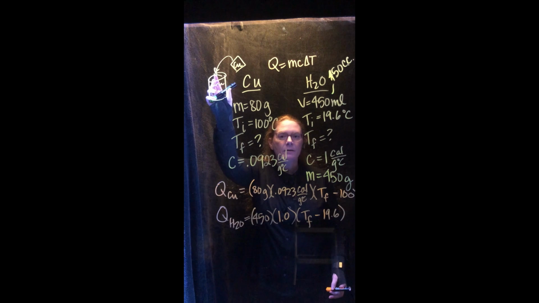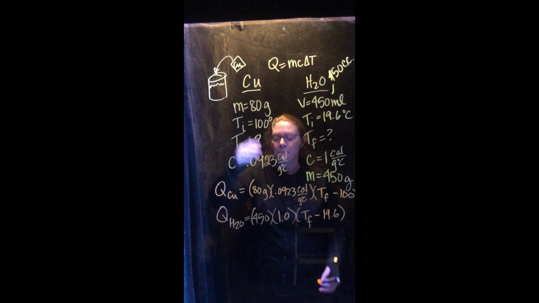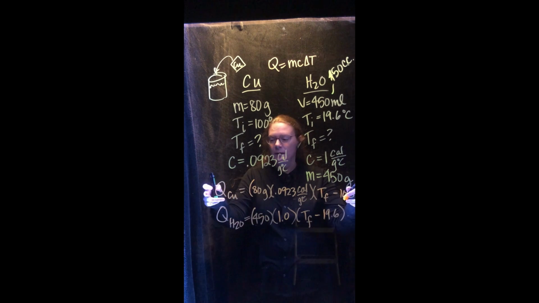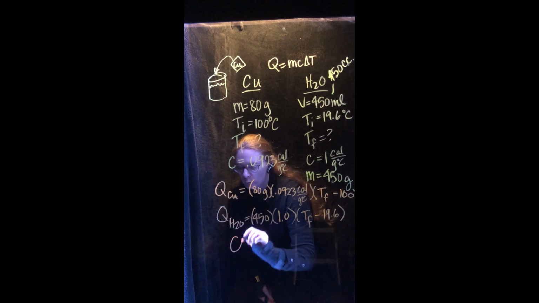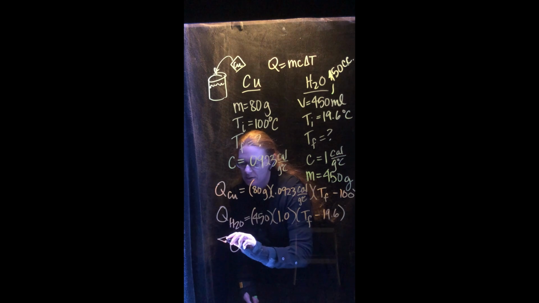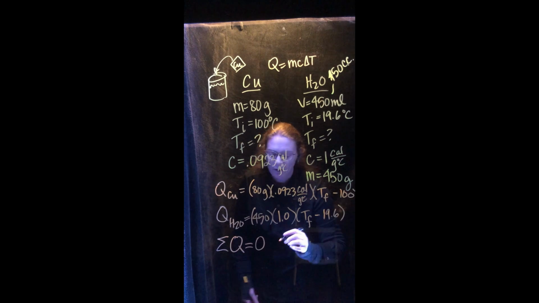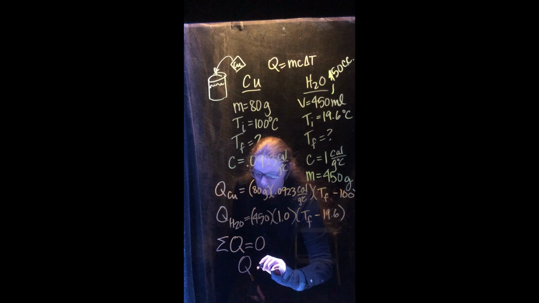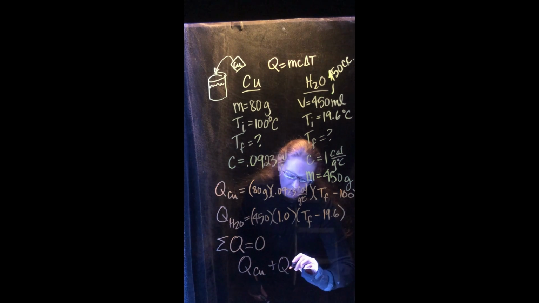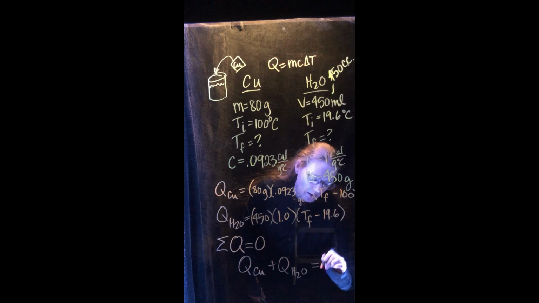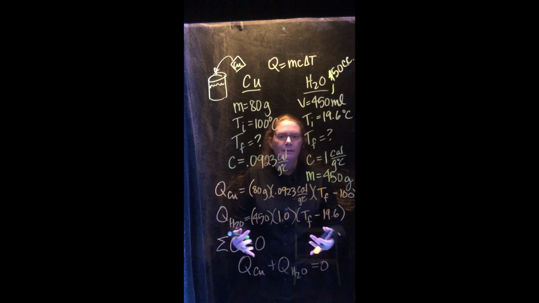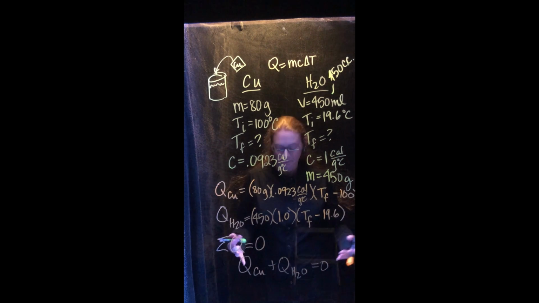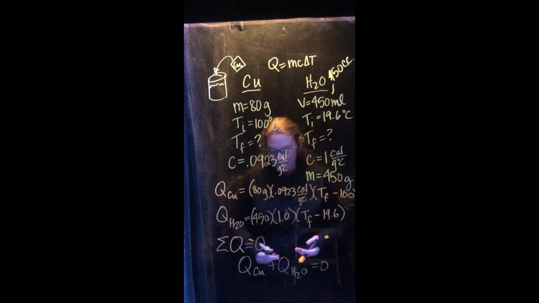Assuming no heat is lost to the surroundings, assuming this is a reasonably well insulated container, that means that this heat and this heat should be the same. The way we're going to write it is that the sum of the heats has to equal 0. So in this case, the heat of the copper plus the heat of the water has to add up to 0. Add up all the heats, set them to 0, that means energy is conserved, no heat is lost, and we can figure out what T final is.